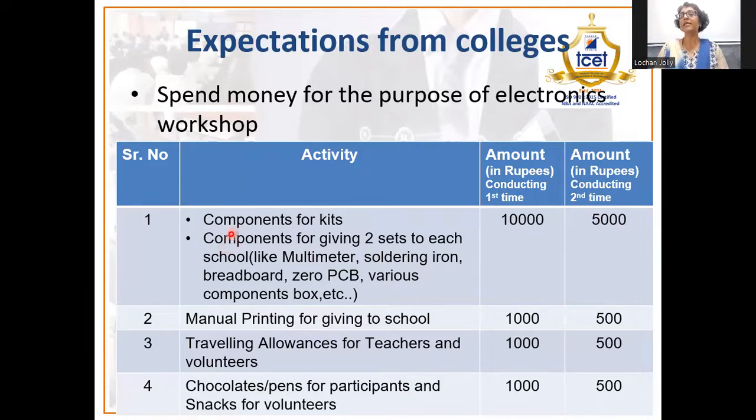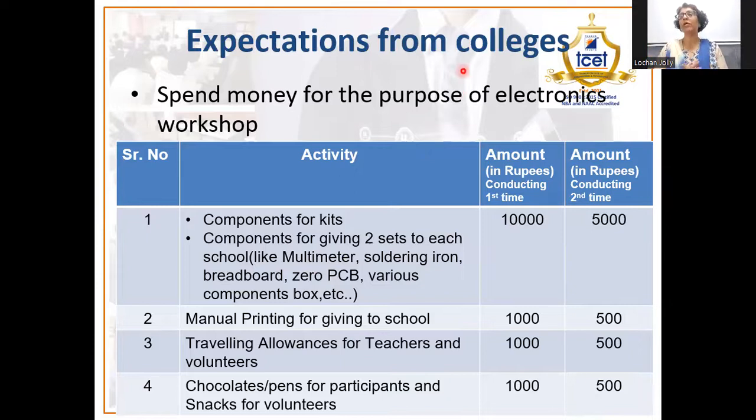The first thing is the 13,000, which is given the first time you are conducting it. It is expected that out of this 13,000 with the GST, the bill of purchasing the components is covered. It's not only expected that you make the kits, it is expected that you give at least two sets to one school, that is four sets for the two schools that you are covering. For that, you need the components.